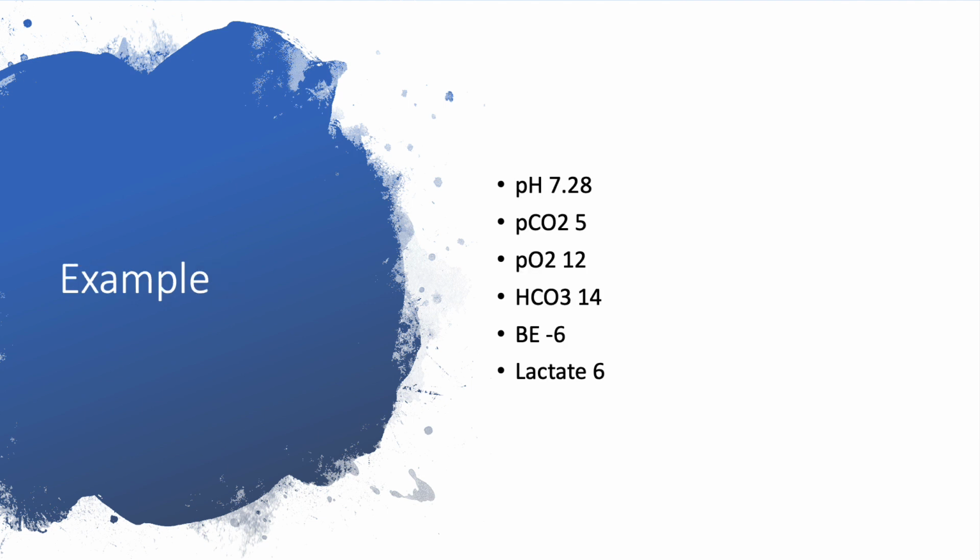As an example, you see a patient in A&E in resus, and she's elderly and she's got abdominal pain. She's got a pH of 7.28, a CO2 of 5, a PO2 of 12, a bicarbonate of 14, a base excess of -6, and a lactate of 6. And you have to figure out what's wrong with this patient.